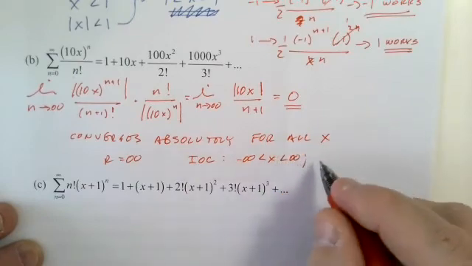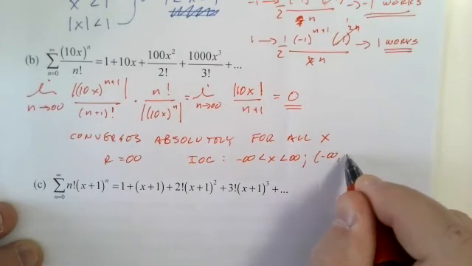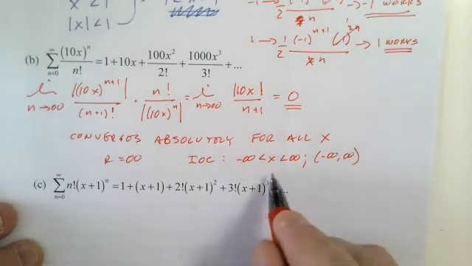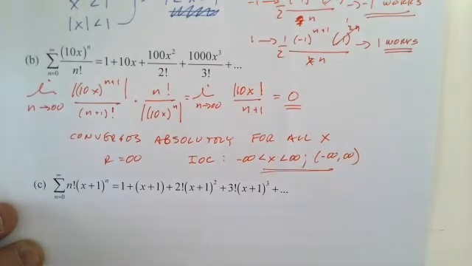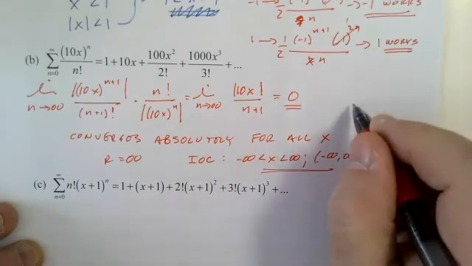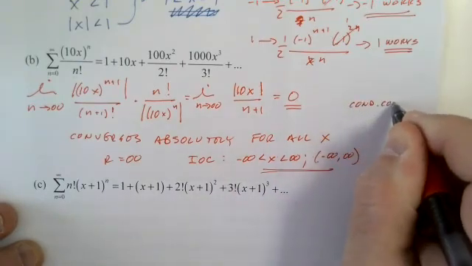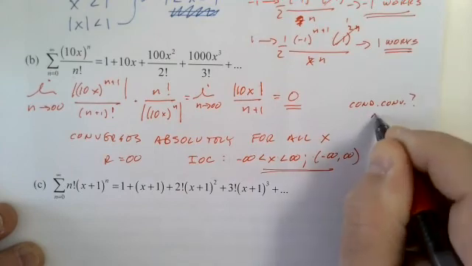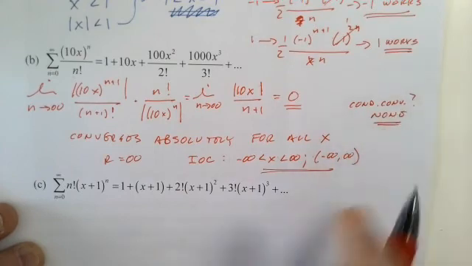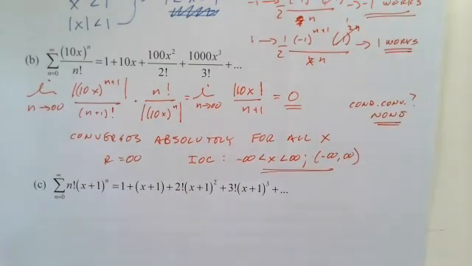You'll see in a lot of my notes I wrote this thing. Remember, I said I can go either way. I don't care. And when is it conditionally convergent? None. Nowhere. No values. Doesn't exist.